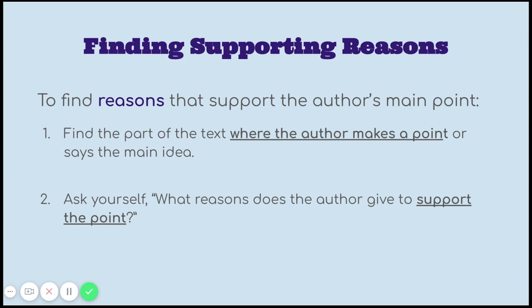Now we're going to get into how to find supporting reasons. We just practiced finding the main point, and this is the next step. To find reasons that support the author's main point, there are two things you're going to have to do, and we've already practiced one part of it. Part one is to find the part of the text where the author makes a point or says the main idea. Part two is to ask yourself, what reasons does the author give to support that point?